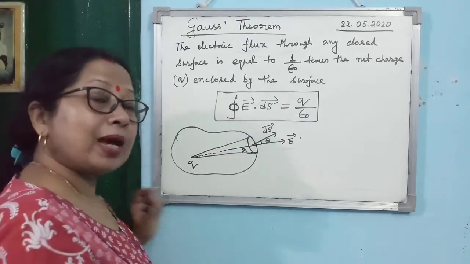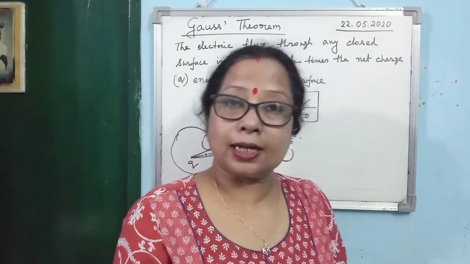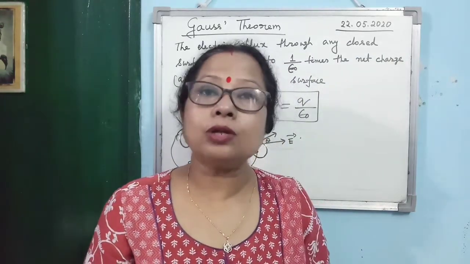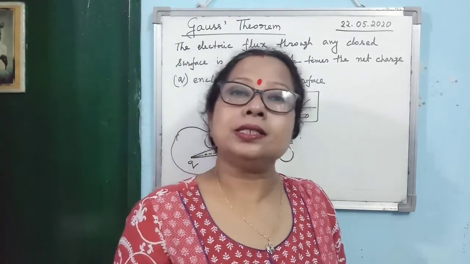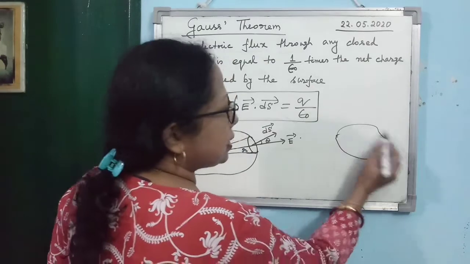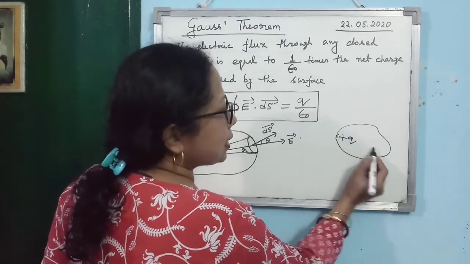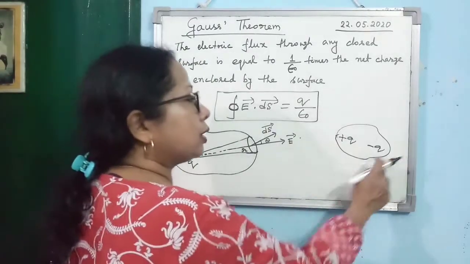So understand it: if the surface is not enclosing any charge, then what will happen? What will be the electric flux? According to Gauss's theorem, it will be 0. Or suppose there is a surface and within the surface the charges are plus q and minus q, then what is the total charge?